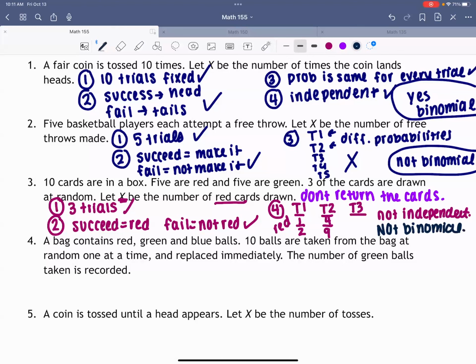Okay. Let's take a look at number 4. We have a bag. Inside this bag, we have red, green, and blue balls. We're going to take 10 balls out of the bag at random, one at a time. But every time I take out a ball this time, I'm going to replace it immediately, okay? So I take out a ball, figure out if it's maybe green, put it back, take out another ball, oh, it's red, put it back, and then keep doing that 10 times. Let's see if this is binomial.